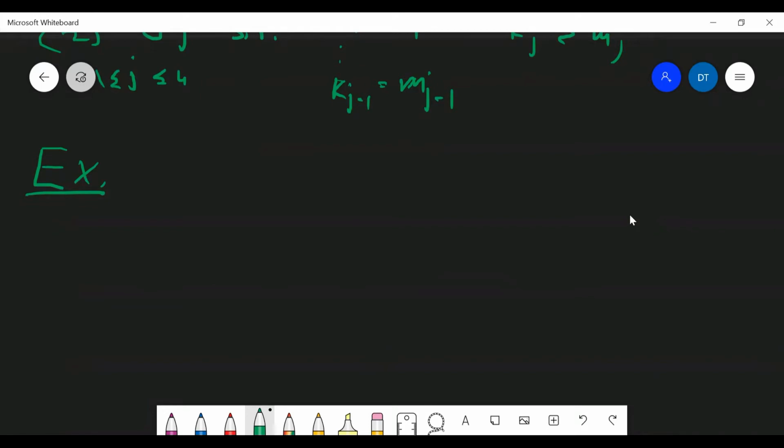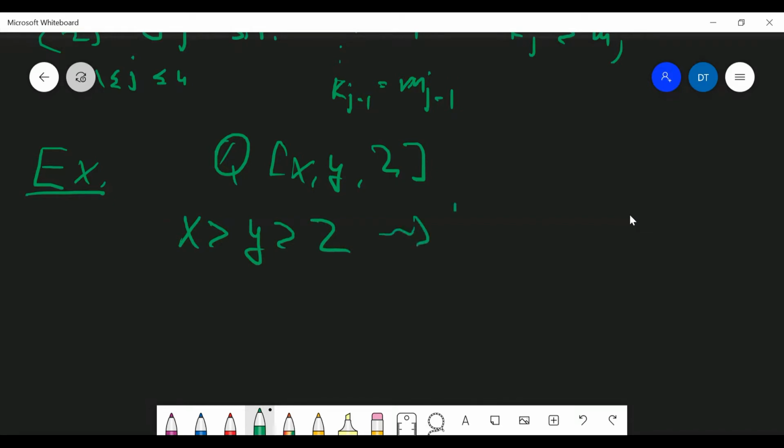So let's say I take q of x, y, z. If I want to specify a lexicographical ordering, first of all, I need to specify the order of the variables. So let me say x is greater than y is greater than z. Now this allows me to define the lexicographical ordering like this, and this one knows how to compare monomials.